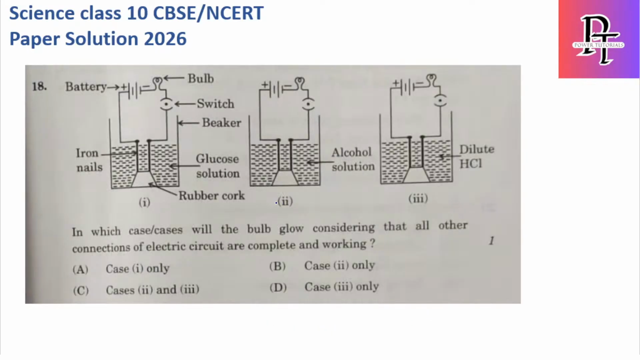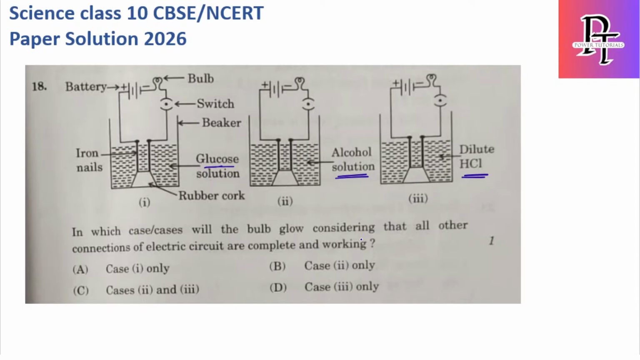Okay, let's go to the 18th question. Here they are saying we have a beaker, we have a rubber cork at the bottom, we have 2 iron nails, and these are connected to a battery, a bulb and a switch. In these 3 situations, the liquid or the medium is changed. Here it is glucose solution, in the second it is alcohol solution, and in the third it is dilute HCl. They are asking in which case or cases will the bulb glow, considering all other connections of the electrical circuit are complete and working.